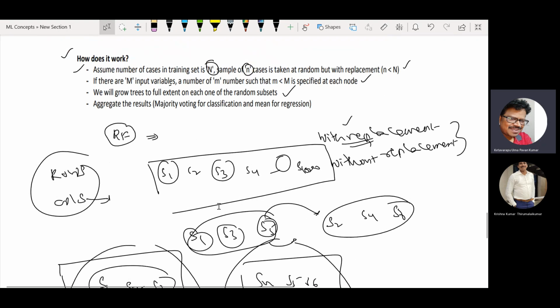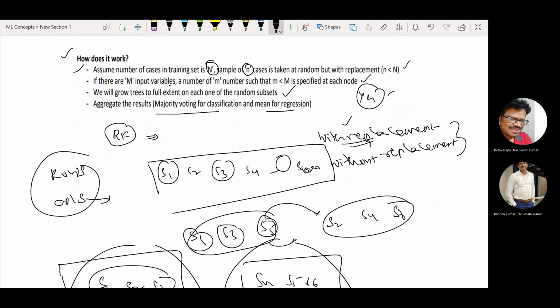And so, aggregation of the results means majority voting: out of all the trees, how many say yes? Majority voting for classification. For regression, as I said, decision tree and random forest are both available for classification as well as regression. Here, for classification we take the majority vote, how many yeses there are. In regression, we don't have any yes or no. We need to have values so that we can take the mean of those values.